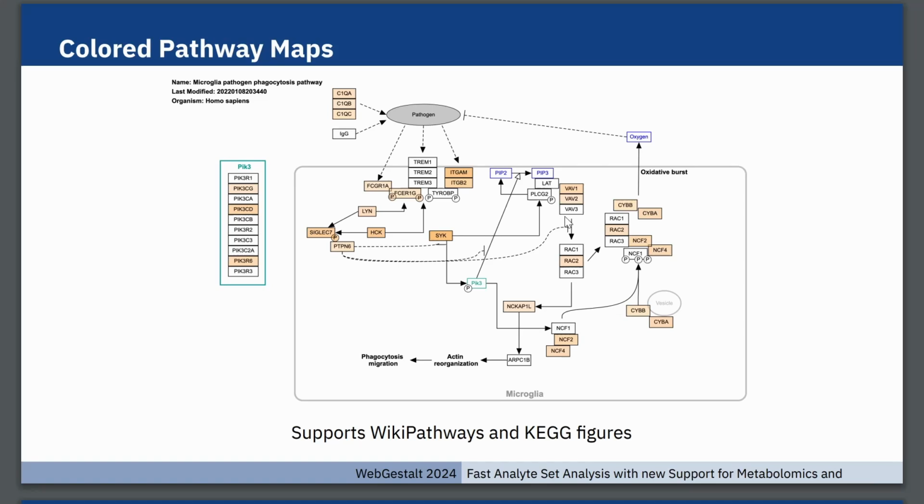So you can see which proteins are downregulated. In this pathway, you can see that all of them are downregulated, and you may see that maybe some proteins are up versus down. So this allows you to visually see the actual response in the pathway. And so WebGestalt supports this coloring in WikiPathways and KEGG figures, both for RNA, protein, and also metabolomics.